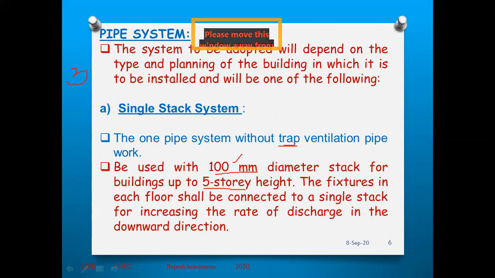Here we are using single stack system. The fixtures in each floor shall be connected to the single stack for increasing the rate of discharge in the downward direction. So for example, there is a toilet on the 5th floor, a toilet on the 4th floor, a toilet on the 3rd floor, a toilet on the 2nd floor. Like this, every floor has a bathroom on one side, right?